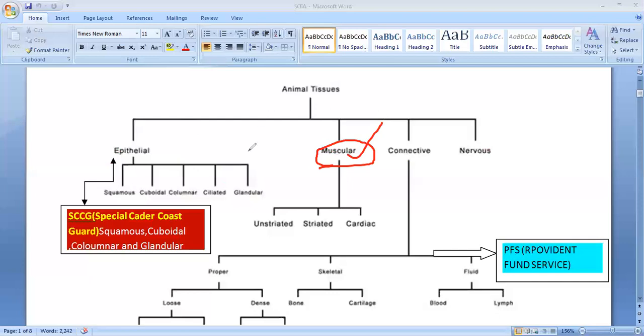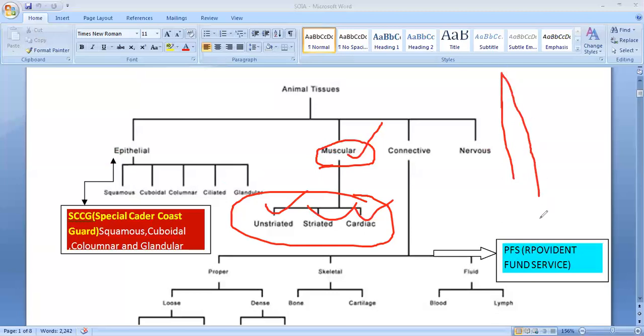Okay, now you can see muscles here. How many types of these muscles are there? There are three different types: unstriated, striated, and cardiac muscles. First is the unstriated. Unstriated means no striations, and such type of muscle cells is known as smooth muscle cells.